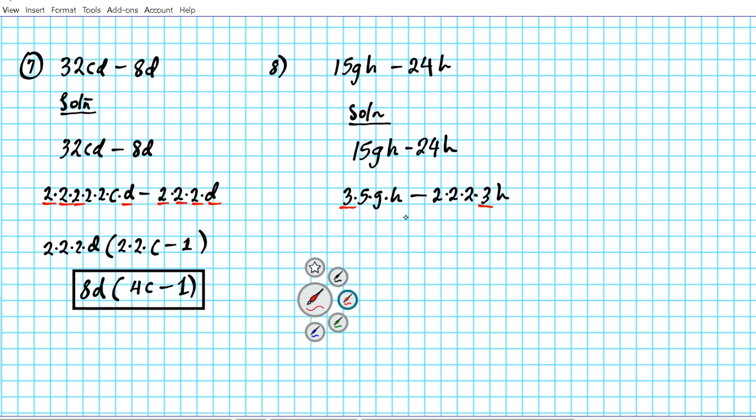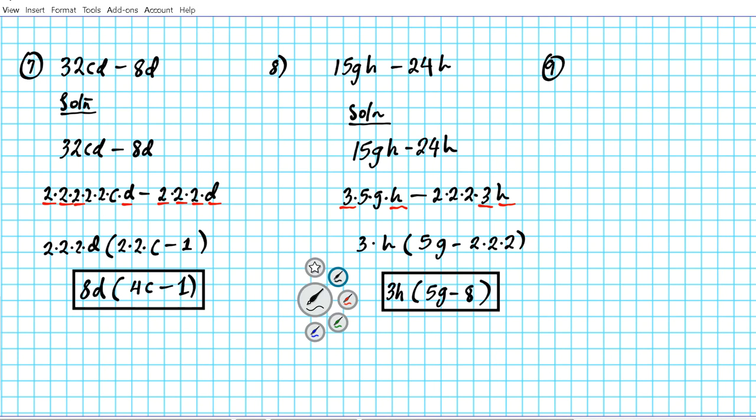When you factor that out, oh wait, what else? We also have an H, right? So we have an H and an H that we can factor out. When we factor them out, we have 3 times H. When those are divided out, it's like we divide them by 3, those are just going to be ones. And then we're left with 5G minus 2 times 2 times 2. To simplify, we're going to have 3H times 5G minus 8. And that, ladies and gentlemen, is the factored form for question number 8.